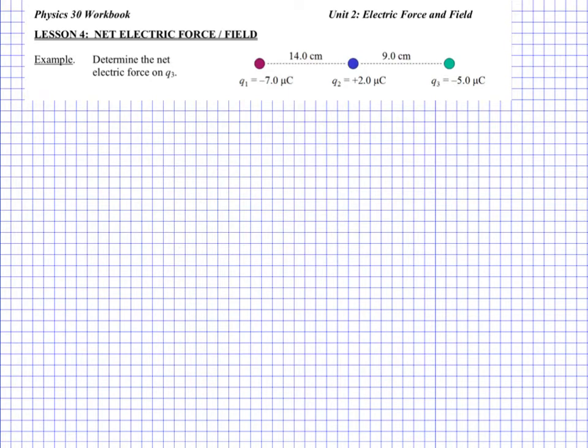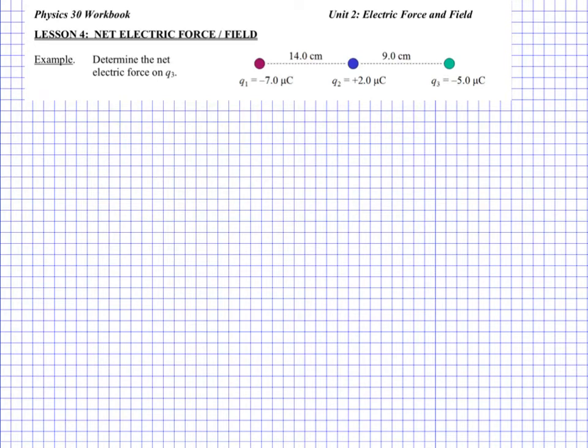Here we're talking about net electric forces and fields. So welcome back to our Physics 20 vector addition stuff. That's really all that's going on here. The difference is that we're just going to be using the force electric and/or the electric field. So let's look at example 1. There are 3 examples in this set.